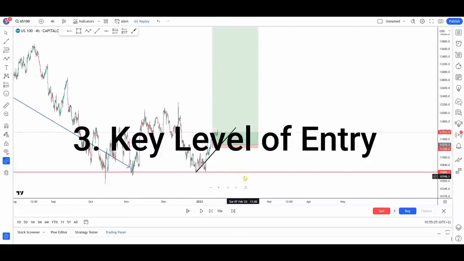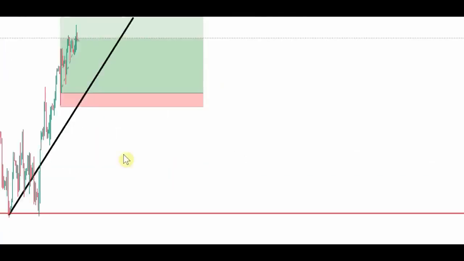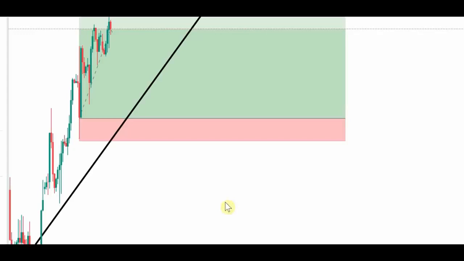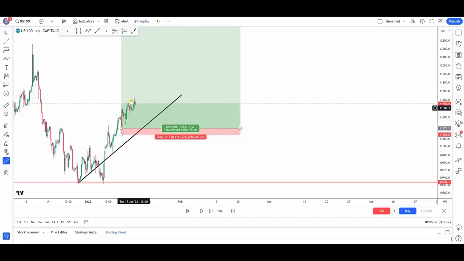So the third reason is because of this candlestick. You can see that this huge red candlestick, when it moved, it left a huge tail. So on a tail, it's our key level of entry. So whenever the market comes back to the key level of entry, we're going to enter. So this is exactly what I did.